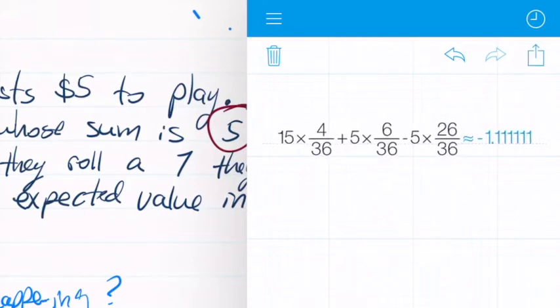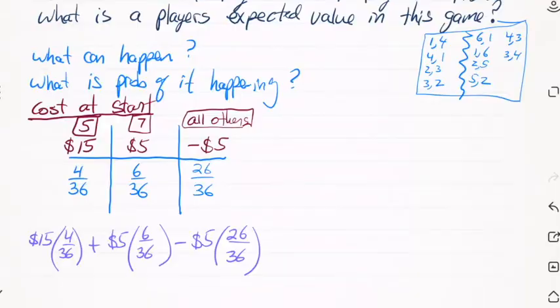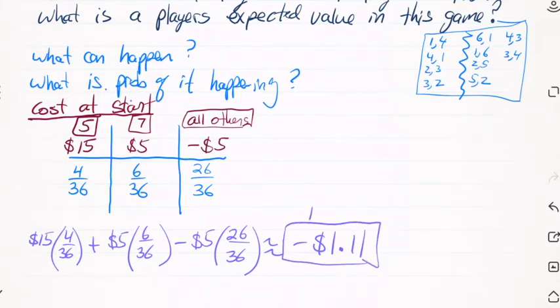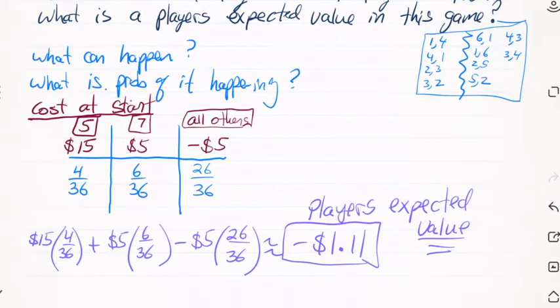So negative 1.11. So it's approximately negative $1.11. So this is what's considered the player's expected value, or the one that actually paid the money for the game or event. So this is the cost at the start, expected value problem.